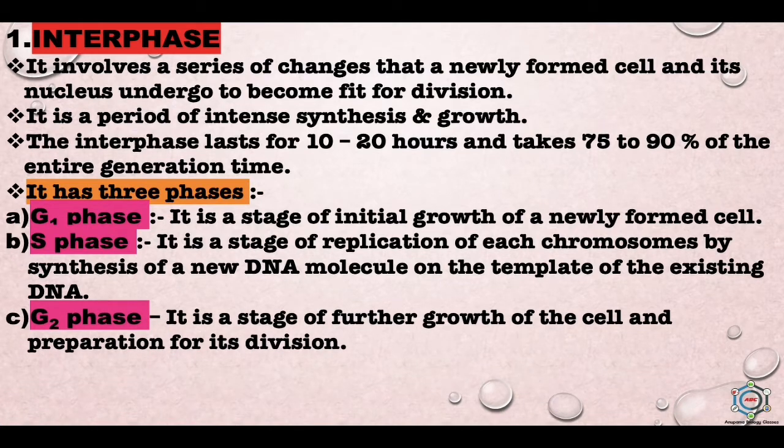Now, the third phase is G2 phase. It is also known as gap 2. It is a stage of further growth of the cell and preparation for its division. In most cells this stage lasts for 2 to 5 hours. In this, the cell has grown, DNA has been replicated, and now the cell is almost ready to divide. The last stage is about prepping the cells for mitosis or meiosis. At the end of this gap, there is another control checkpoint to determine if the cell can now proceed to enter M and divide.